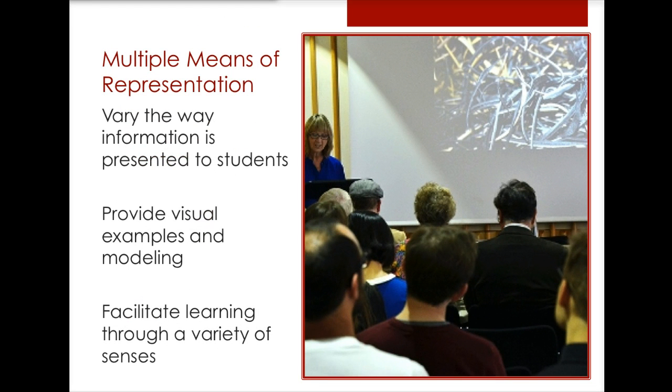Multiple means of representation is the way that we get information to students, show information to students. So we want to vary that throughout the semester or the grading period. We want to make sure we provide visual examples, that we provide modeling and demonstration, that students have opportunities to gain access through text, through audio and visual ways, through lecture and discussion, that there's lots of ways that students can gain that information. And we want to facilitate learning through a variety of senses and help students with a myriad of learning styles have access to that information.